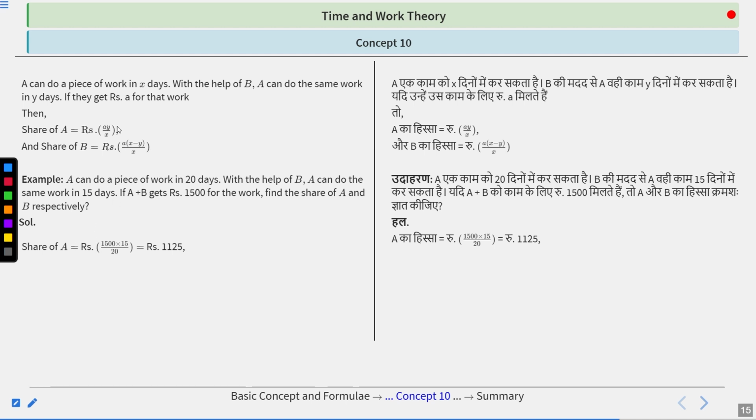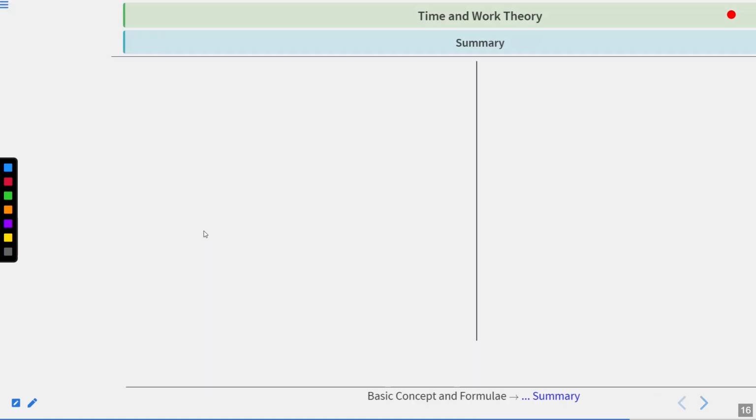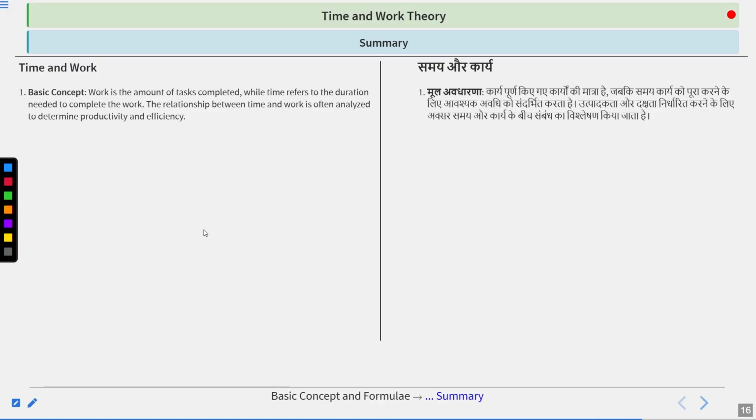For the solution, we use this formula. The share of A becomes A into Y upon X. So Y is 15, A is 1500, and X is 20. Clear? So 1500 multiplied by 15 upon 20 becomes 1125. The share of B becomes 1500 multiplied by 5 upon 20, which becomes 375. Clear? Now summarizing our lecture.